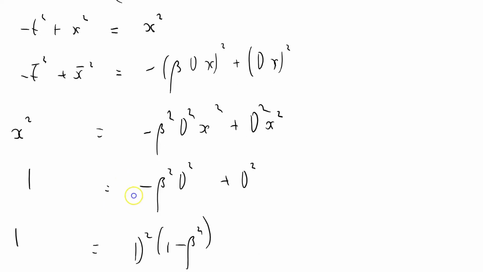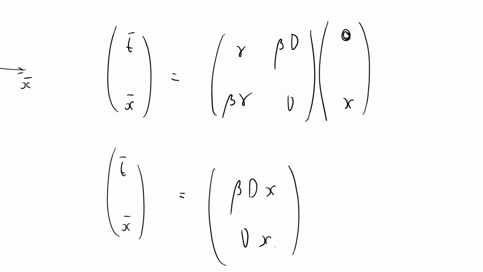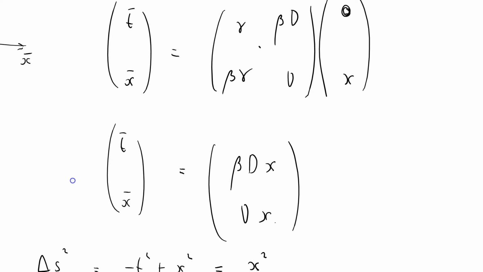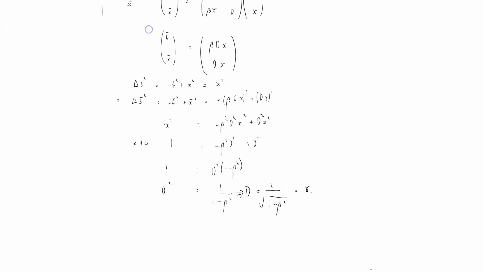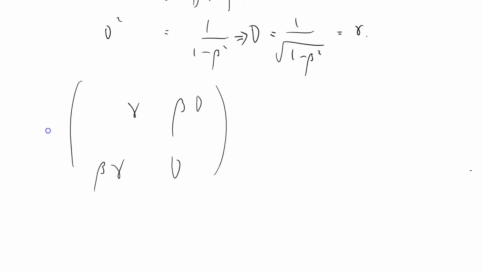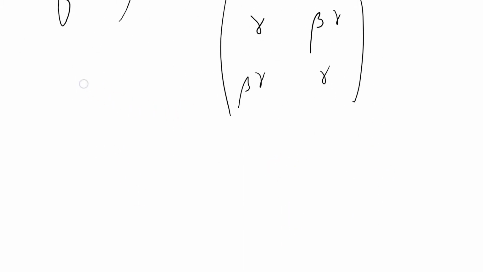So what did I have last time? I had this thing here. I may as well see if I can write it out in one go. That's gamma, just copying from here, beta d, beta gamma, and d here. So now I'm in a position to write it all in, because now I know that d equals gamma. So we've got gamma, beta gamma here, and gamma there. Let me write the whole thing out. Look how nice that is.